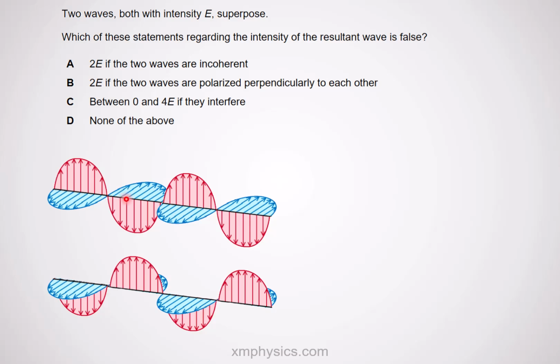But what is the resultant amplitude? Well, for these two, it's actually easy enough for us to work out. If one is polarized vertically and the other one horizontally, the resultant wave is going to be polarized kind of diagonally. I hope you can imagine that, yeah? So it's going to be polarized diagonally, and they'll have a resultant amplitude of square root of 2 a, and since intensity is proportional to amplitude squared, the resultant intensity is just 2E. So option B is also a correct statement.